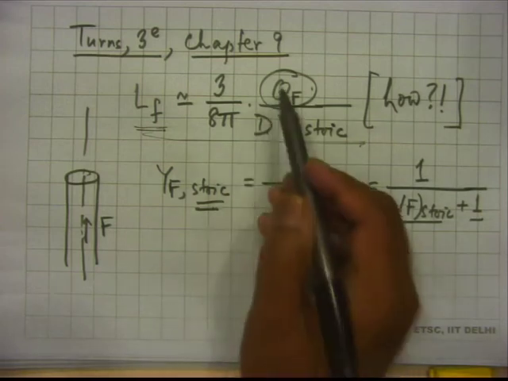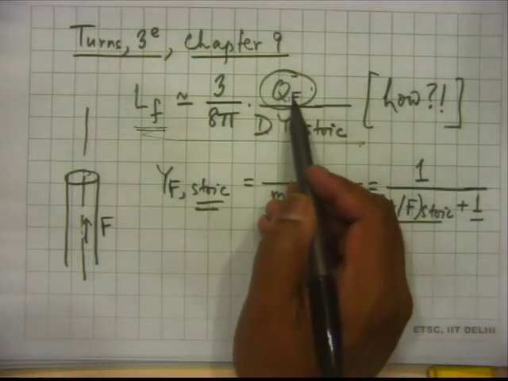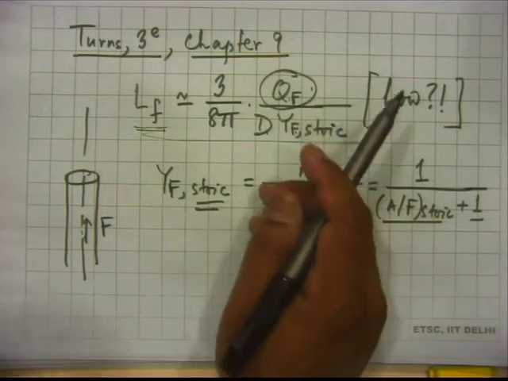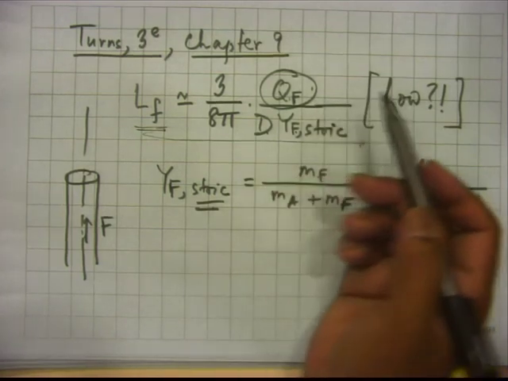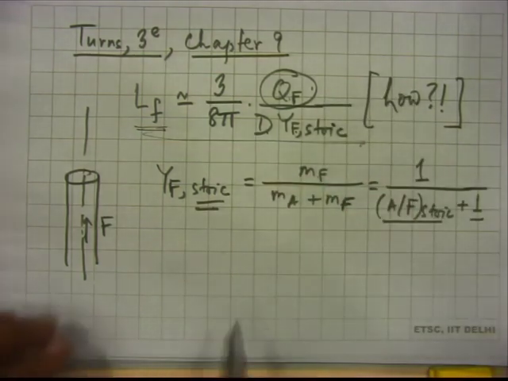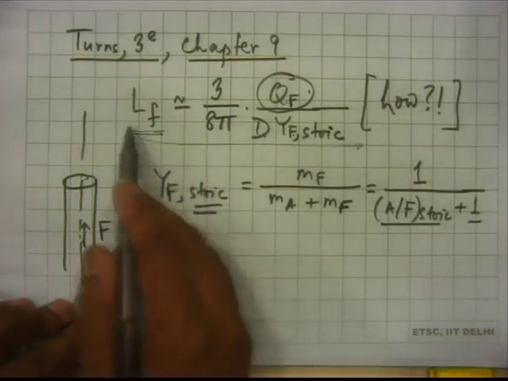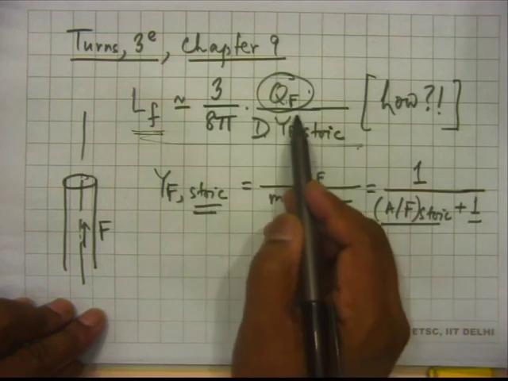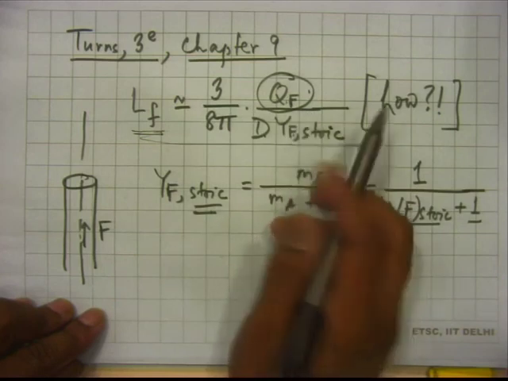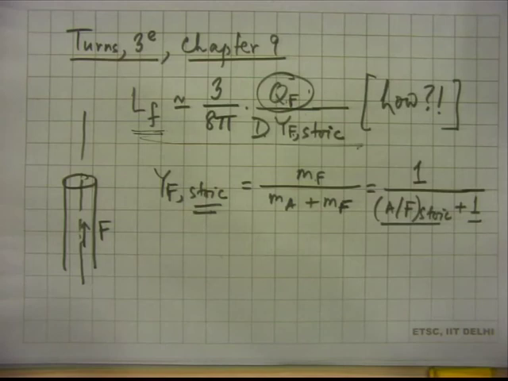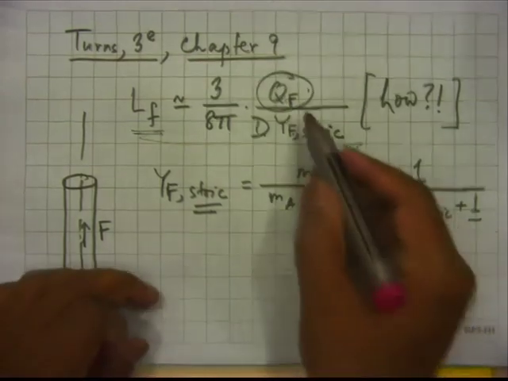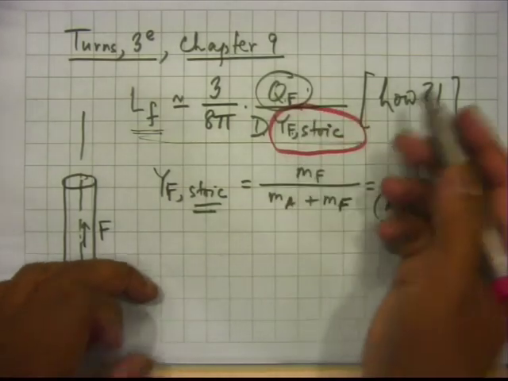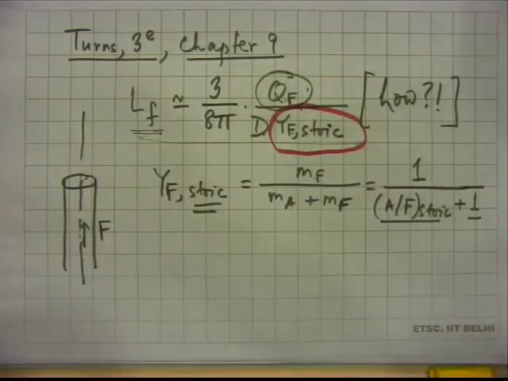So, what I was saying is the flame length is proportional to the volume flow rate of fuel. It is not individually to velocity and area. Okay. So, that is one aspect. The other aspect is that we see that flame length is proportional to 1 over YF stoichiometric. So, it is inversely proportional to YF stoichiometric.